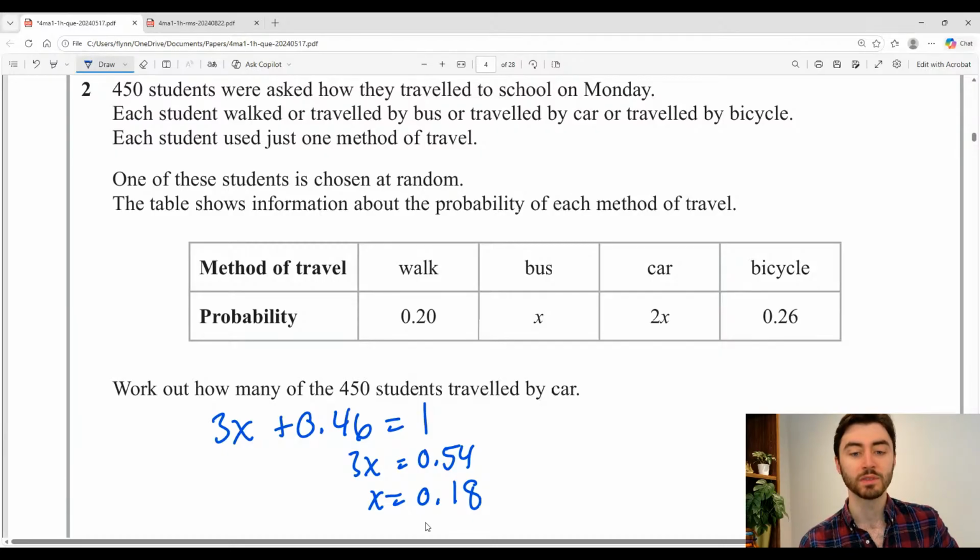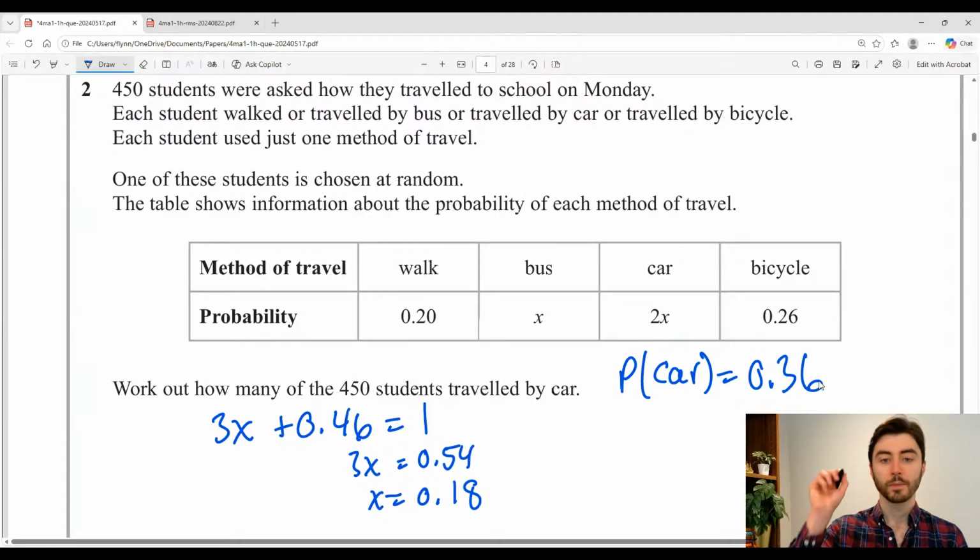line, because it's very tempting to go, I found x, and think you're done. You're not done, because x is just that probability. It wants to know how many of the 450 students traveled by car. So the probability of traveling by car was 2x. So the probability of car is equal to 0.36. And then you can do the 0.36 times the 450 to work out that number of students.